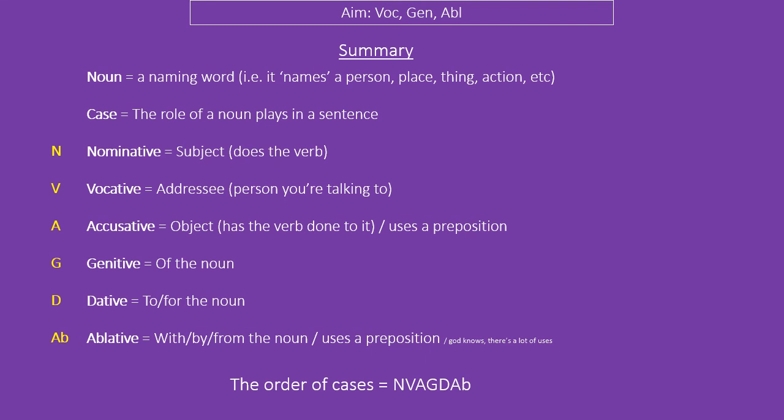Ablative has a lot. You'll notice down the left there I have the order nvagdab because there's 2 A's, so you have to kind of separate them. This is a decent way, as a little mnemonic, of trying to remember which case is which, nvagdab.